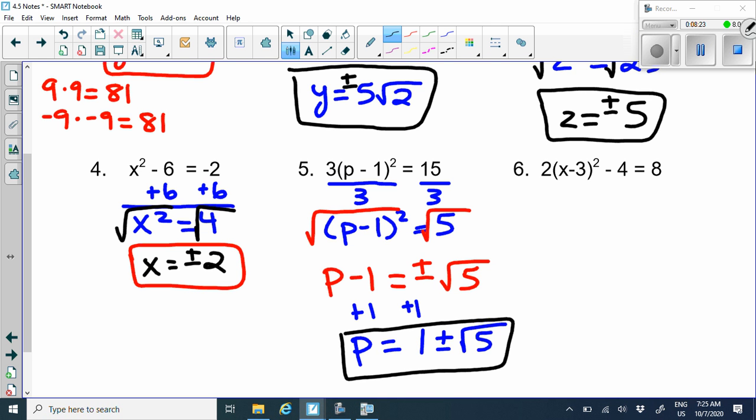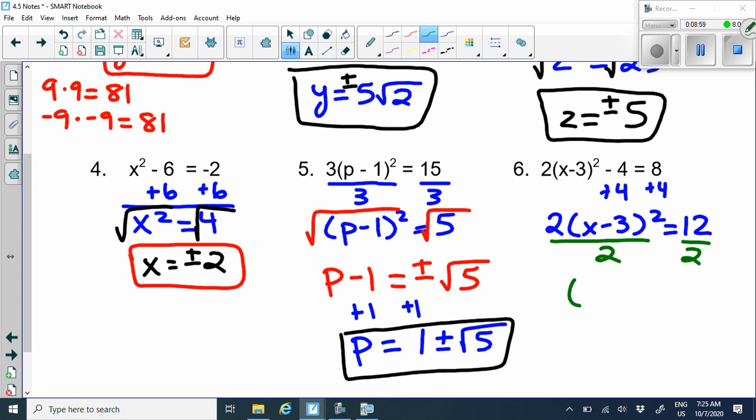Okay, so notice, once again, we have our variable inside the parentheses on number 6. So what we need to do is get this x minus 3 squared all by itself. Now, this is basically our order of operations here. Remember, whenever we are solving a multi-step equation, we actually add or subtract first, and then divide or multiply. So our very first step is we're going to add 4 to both sides. So I get 2 times x minus 3 squared equals 12. Now I'm going to divide both sides by 2.